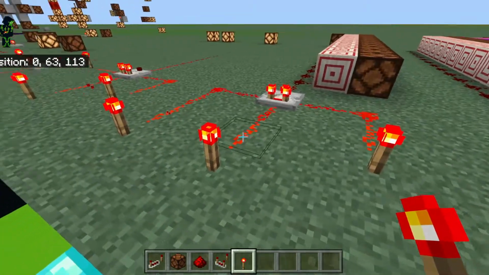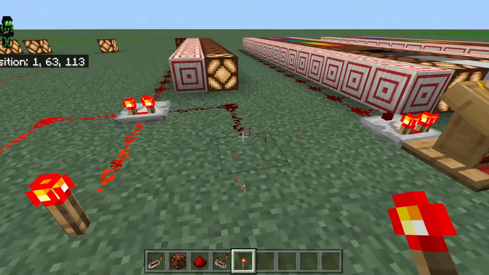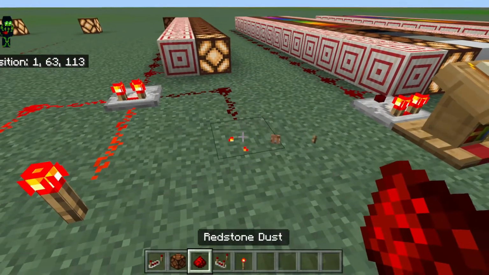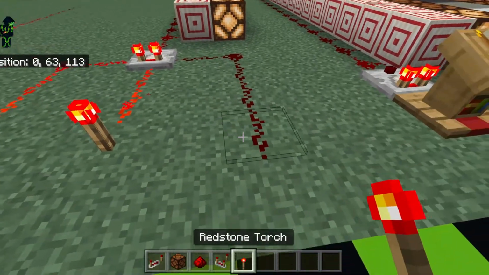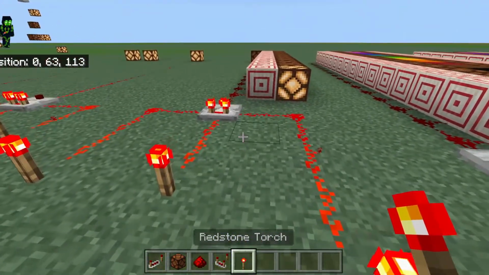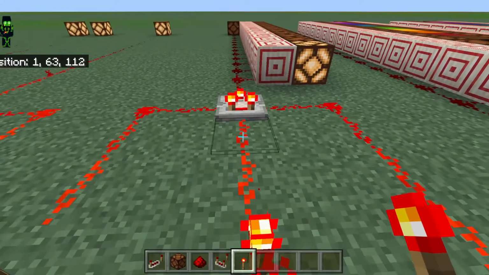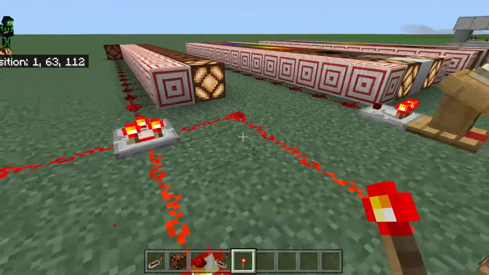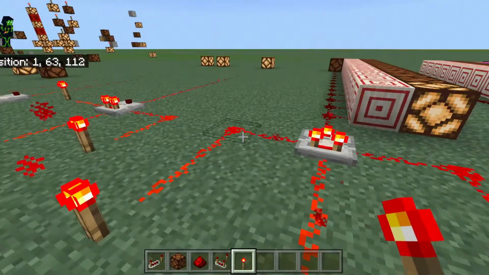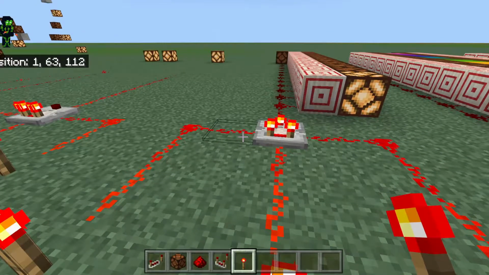These as well don't add up. So if we add another one here, even though the two of those together would be more than the 14, it's only using the stronger one, which is still 12 on this side.